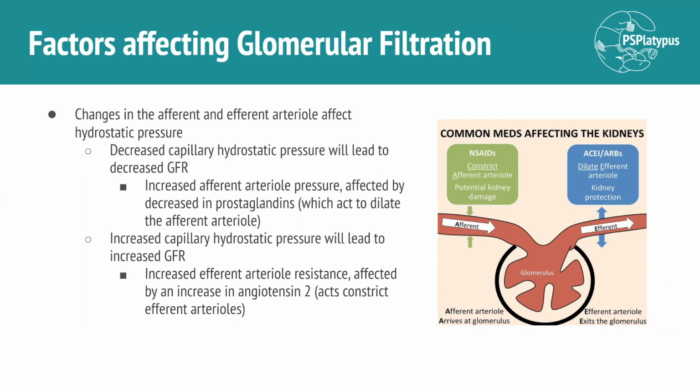And these can be attenuated by changes to prostaglandins as well as angiotensin II, which act to dilate afferent arterioles or constrict efferent arterioles, respectively. And we know we have certain drugs or medications that act on prostaglandins and angiotensin II, known as our NSAIDs and our ACE inhibitors and ARBs. Therefore, these things can alter the glomerular filtration rate.